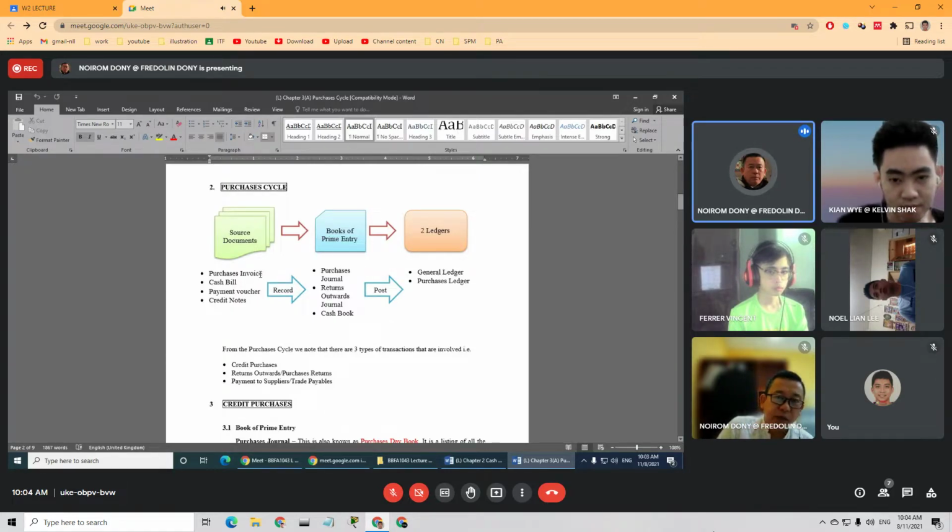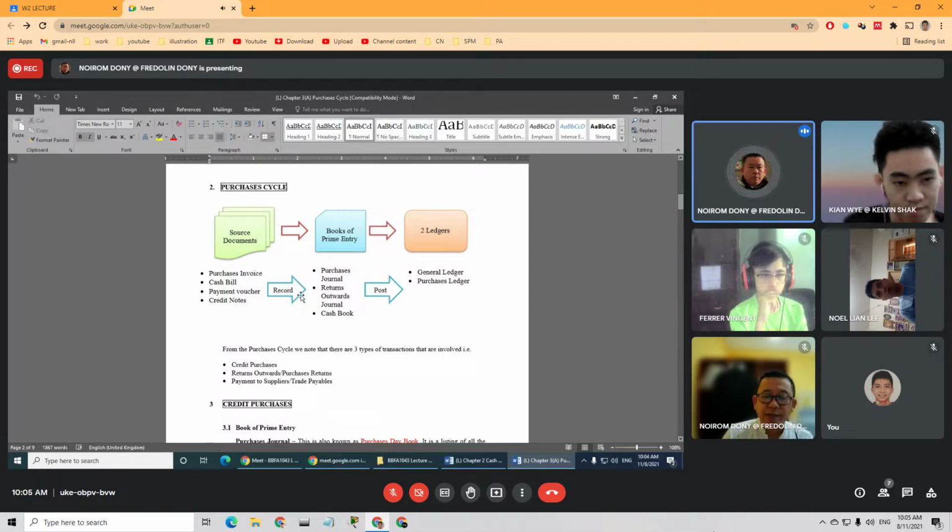For credit purchases, after the credit term is due, we have to make payment. So we must attach the payment voucher with the purchases invoice, and then record it in the cash book for payment. Credit note: when the business returns the goods to the supplier and the supplier agrees, the supplier will send the credit note to the business. Once we receive the credit note, the prime entry we have to record in is the return outward journal. Then after that, we do the posting to the general ledger and purchases ledger.